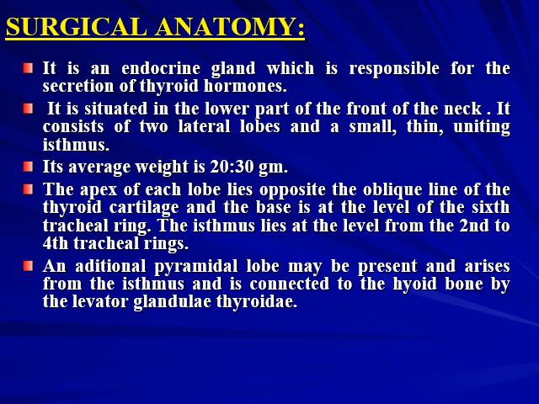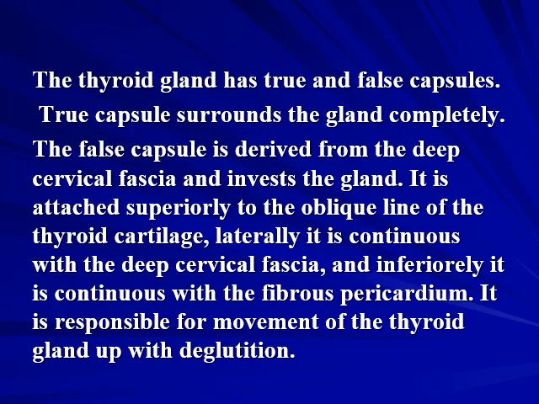The apex of each lobe reaches up to the oblique line of the thyroid cartilage, while the base is at the level of the sixth tracheal ring, and the isthmus lies at the level of the second, third, and fourth tracheal rings. The thyroid gland has two capsules, the true and the false capsule. The true capsule is the anatomical capsule of the thyroid gland. If you open it, you are inside the gland itself. But the false capsule is very important and it has another name, which is the pretracheal fascia.